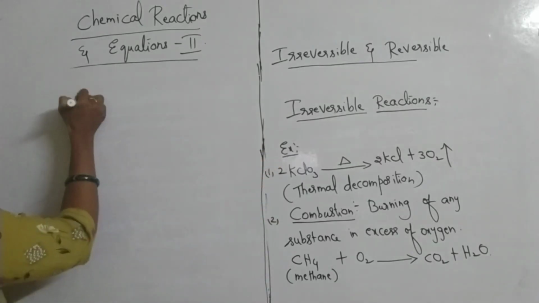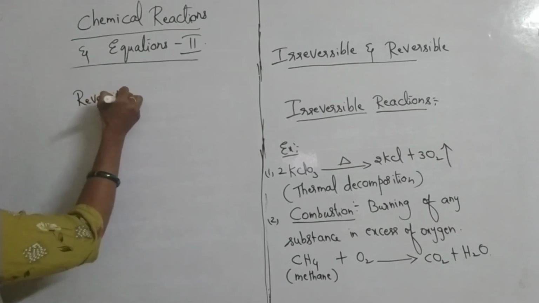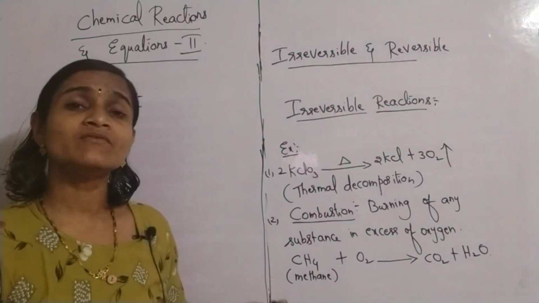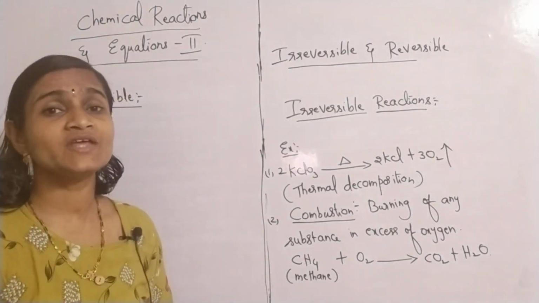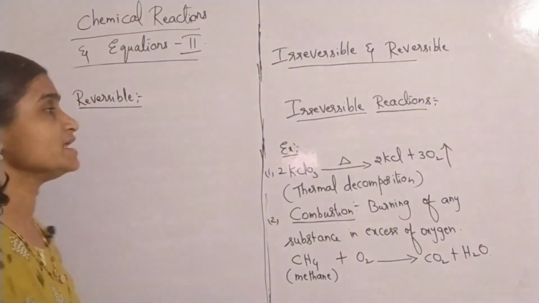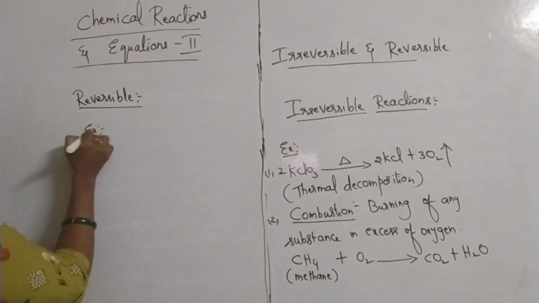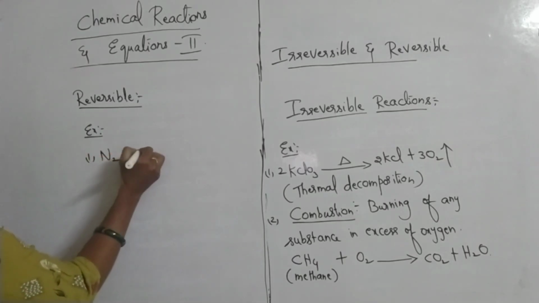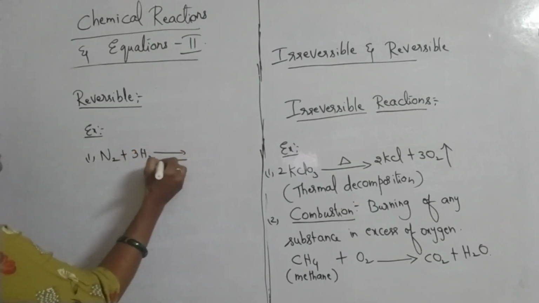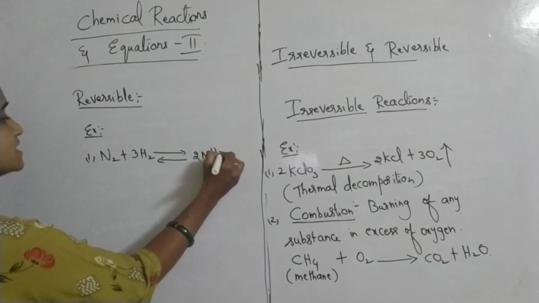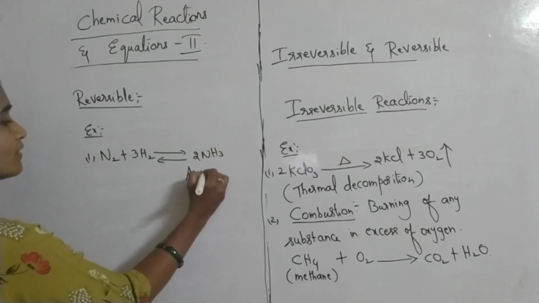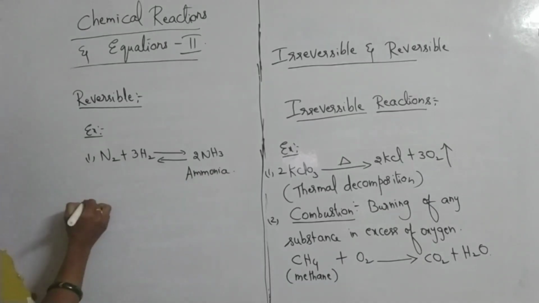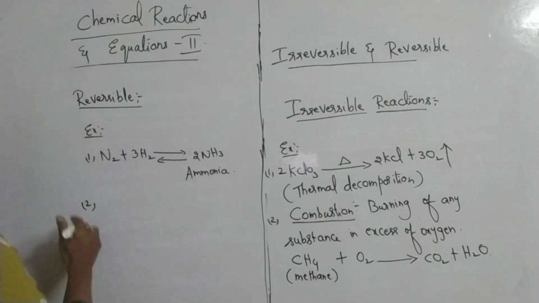And if you go for reversible reactions, reactants can be converted into products, and products also can be converted back to reactants. Such kind of reactions are called reversible reactions. Here we have to study certain examples. The first and best example is N2 plus 3H2 gives rise to 2NH3. This is the formation of ammonia by Haber's process. Synthesis of ammonia is an example for a reversible reaction.